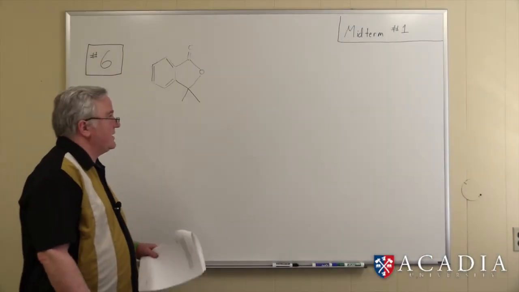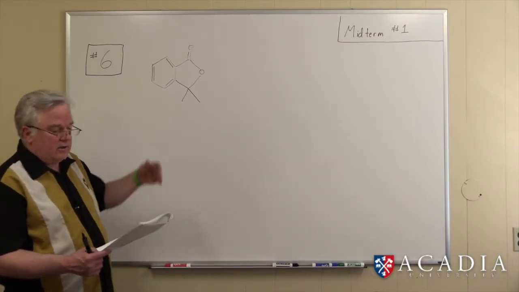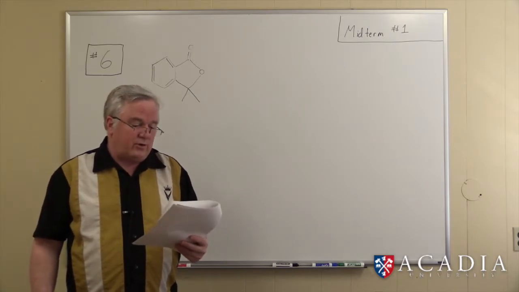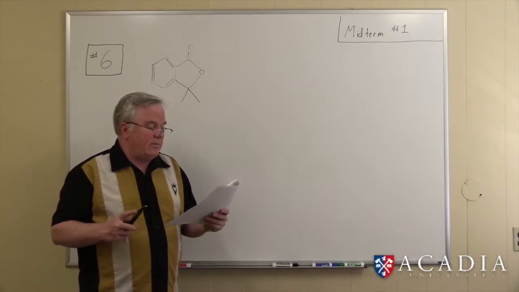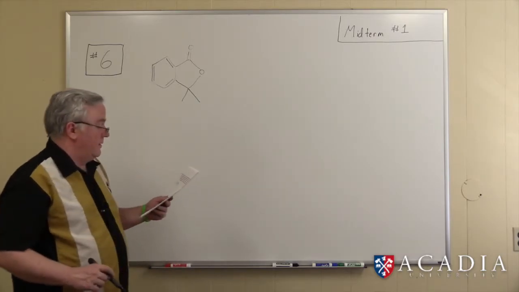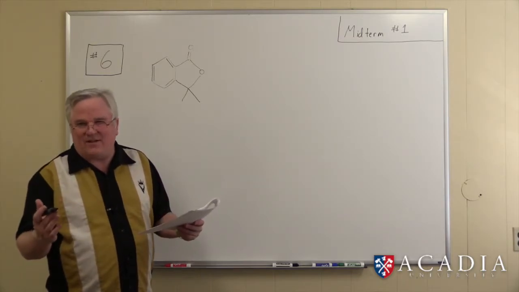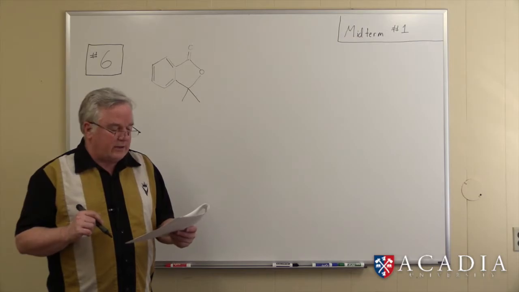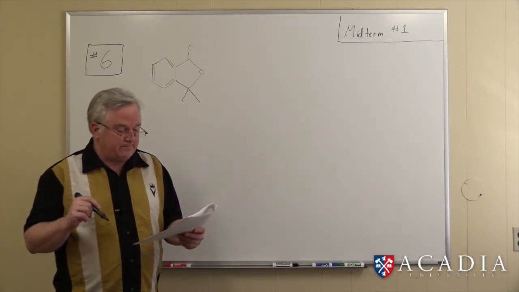Let's take a look at number 6 from the midterm. We have this structure here, and the question tells us the compound below, 3,3-dimethylphthalide, can react with 2 equivalents of methyl magnesium iodide to produce an interesting diol. So I've told you that the final product is a diol, and it says that this comes after workup with aqueous acid. Show the product and the mechanism for its formation.